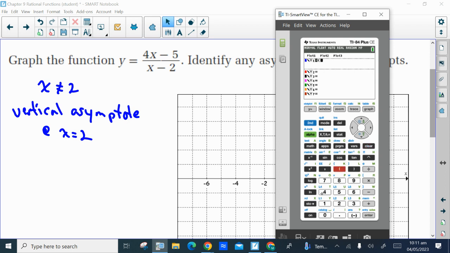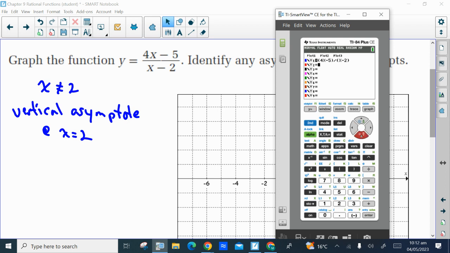So the numerator in brackets, 4x minus 5, close the bracket, divided by, open a bracket, x minus 2, close the bracket. So zoom 6, set our window to the standard settings. And it looks like the horizontal asymptote is above the x-axis. It's up here somewhere. If we go into our trace mode and just keep going to the left, you can see that the value of y appears to be approaching positive 4.